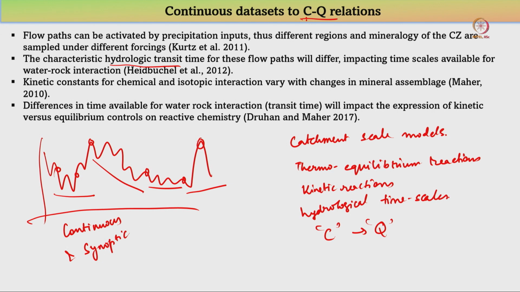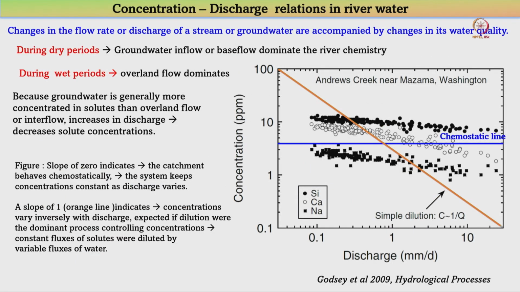Okay. And you can refer back to all these very interesting papers that have come out related to these studies. And now what we see is called the concentration-discharge relationships. So what happens is, the discharge definitely controls the concentration.